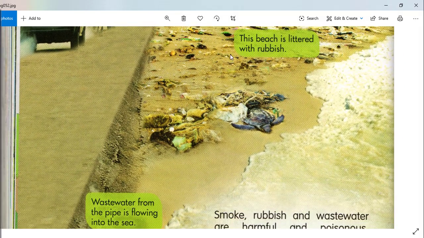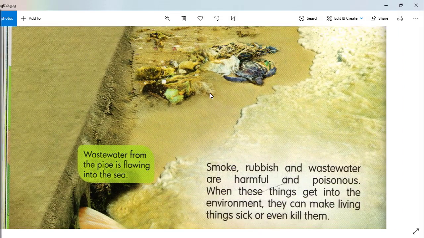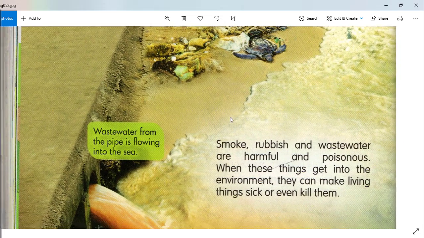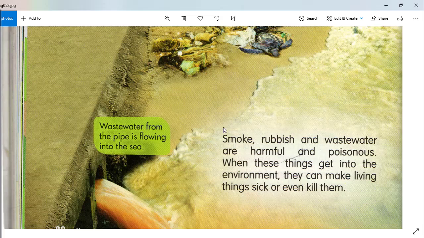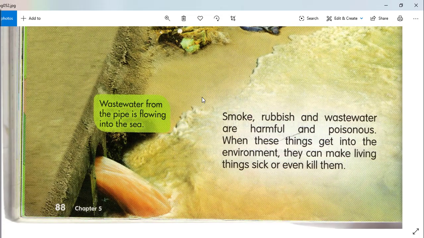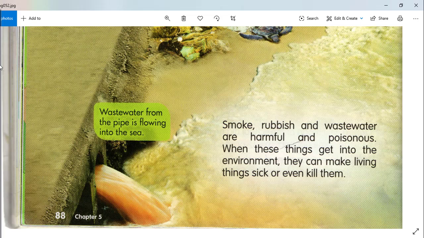Okay, so we know that. Also, of course, there are other things. Wastewater from the pipe is flowing into the sea. Of course, we know that humans pee or poop every day, right? Everyone does. But do you know where the water flows? The water flows from this pipe and then into the sea. You can see the yellow water over here, which is very dirty and very harmful and poisonous for the environment.